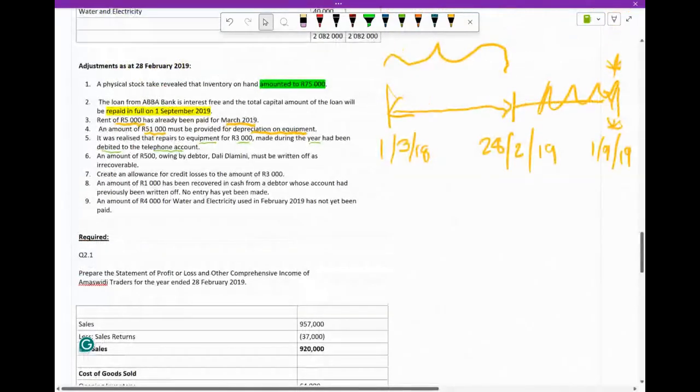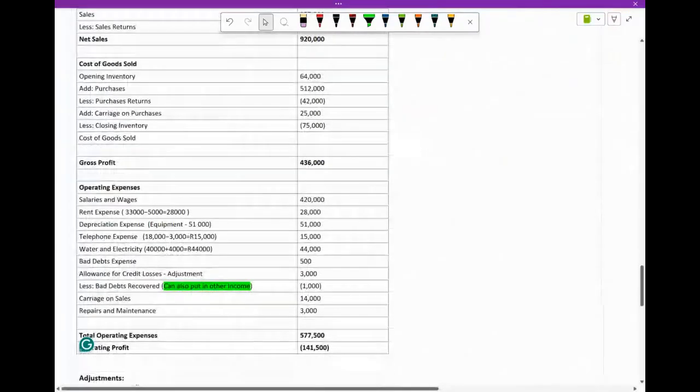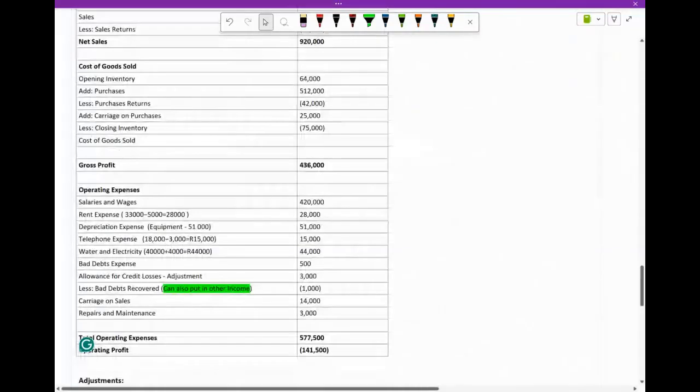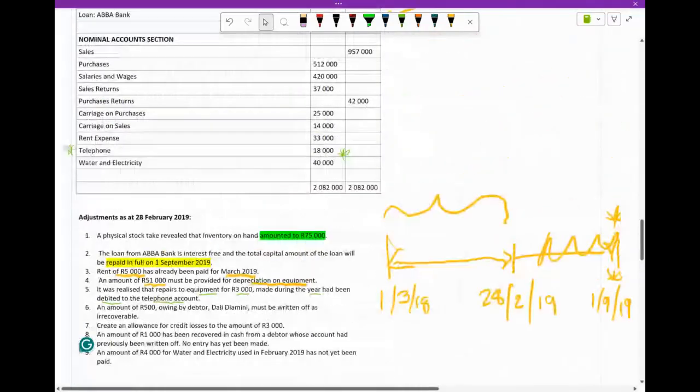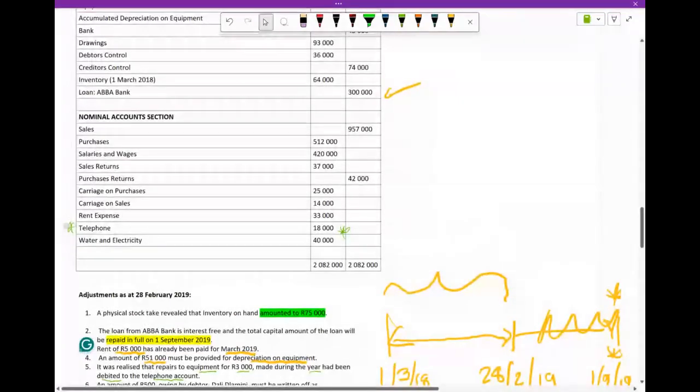Repairs. Where's our repairs account? Repairs and maintenance. There you see 3,000. Did we have a repairs and maintenance prior? We didn't. Okay. So that's all you needed to do with that adjustment.